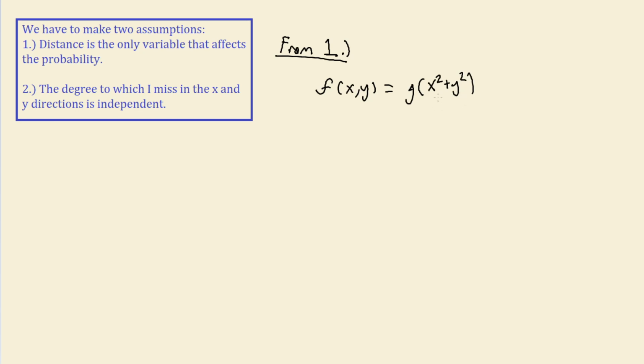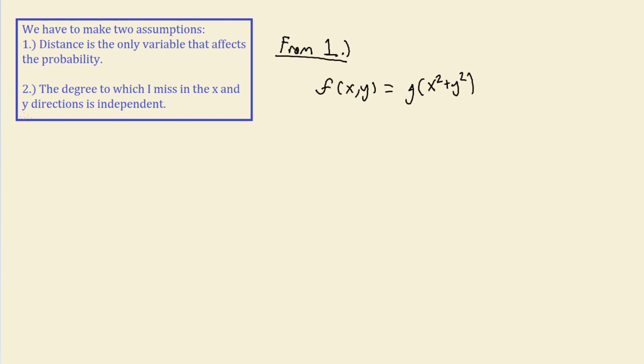This is going to be the square of the distance from the origin, but it is going to be proportional to the distance from the origin. So there must be some other function that exists out there such that this function, when taken the distance as the input, which is the only variable that affects the probability, will be equal to our probability density function.